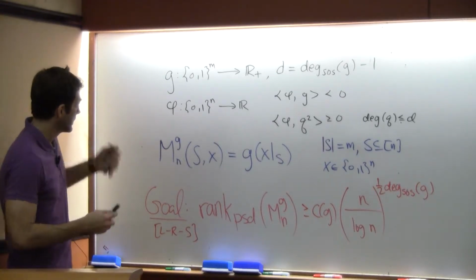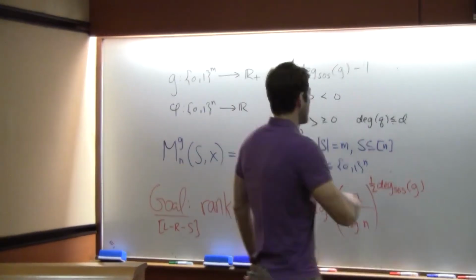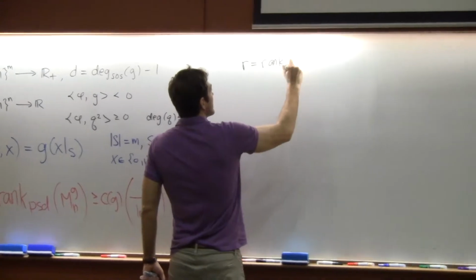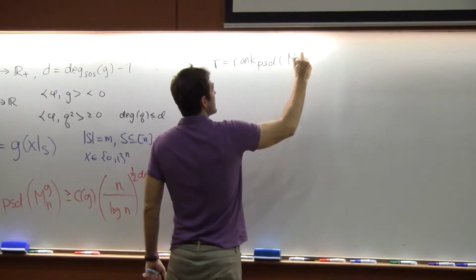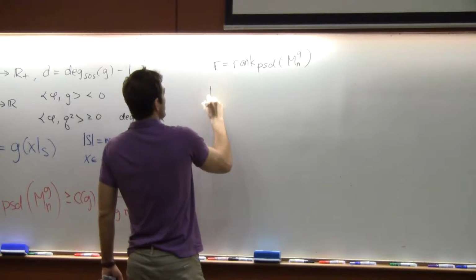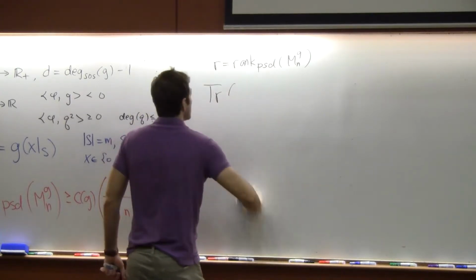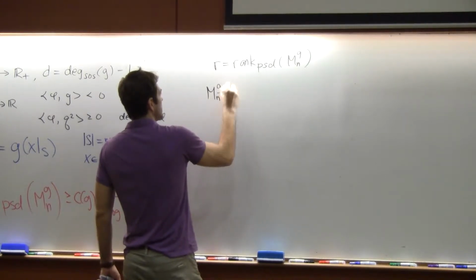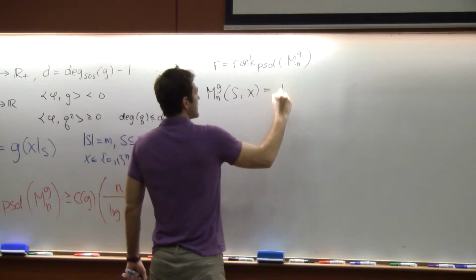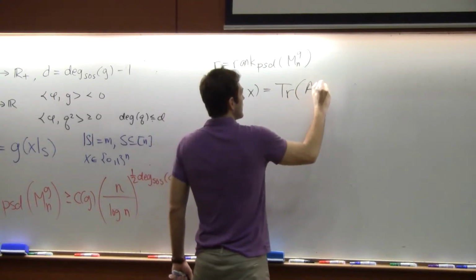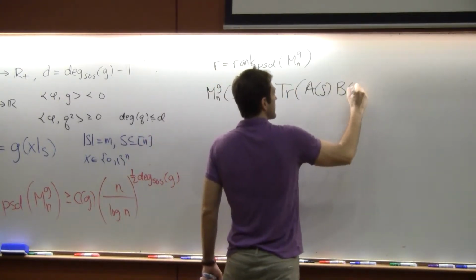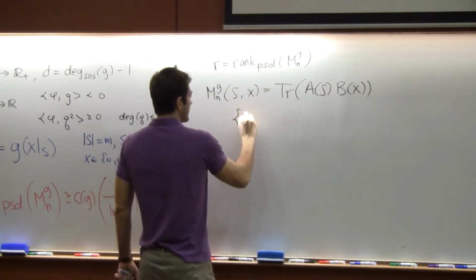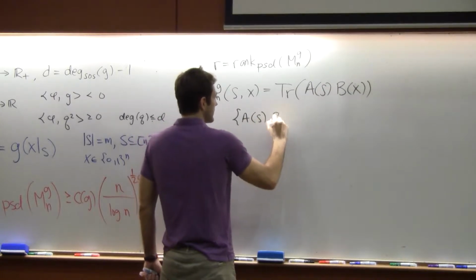And okay, so let's remember. Let's write down what it means that this matrix has PSD rank r, and then we'll recall the proof outline. It means that we can write M_g as the trace of A_S B_x, where A_S and B_x range over the whole range of indices here.